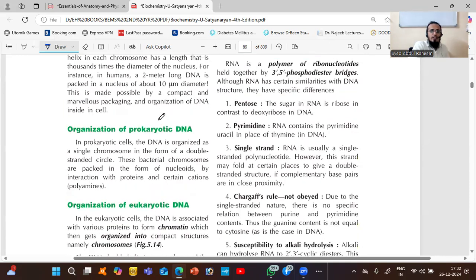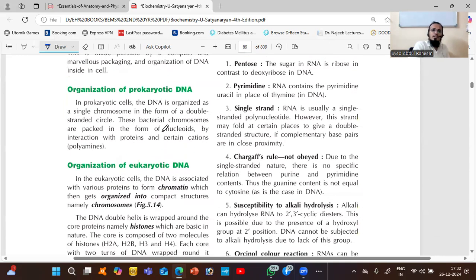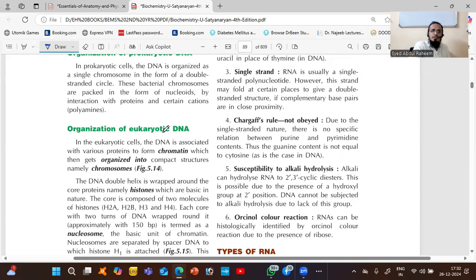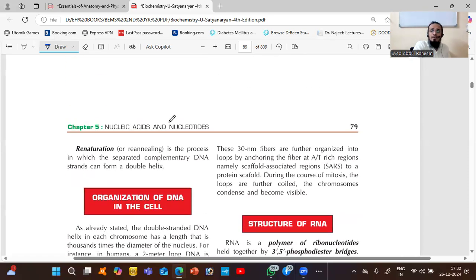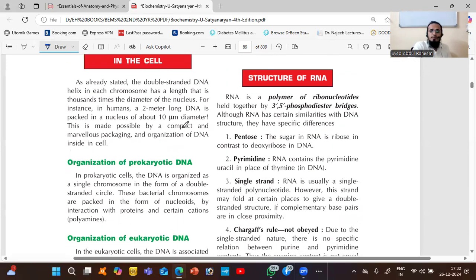Organization of DNA in the cell. Some cells have DNA, some don't. If they don't have DNA, they will die in their own time period. If they have DNA, they have the ability to double, or multiply.